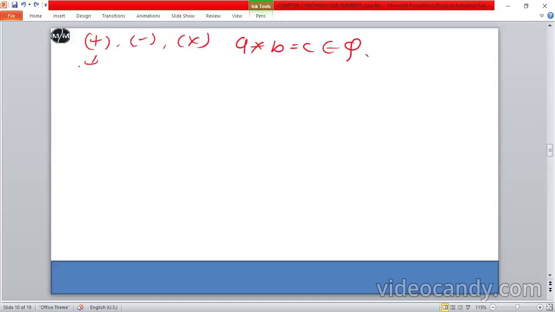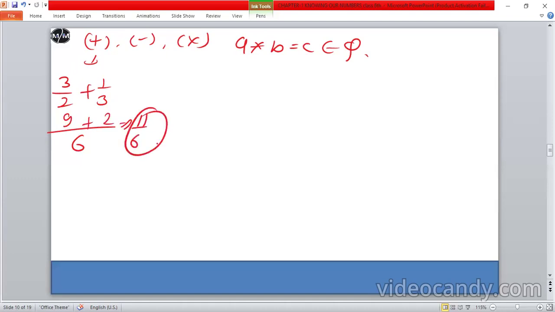We'll choose 3 by 2 plus 1 by 3. Means we get the LCM of 6. And here 3 3s are 9 plus 2, which is equal to 11 by 6. And this is a rational number. Yes, it is a rational number.